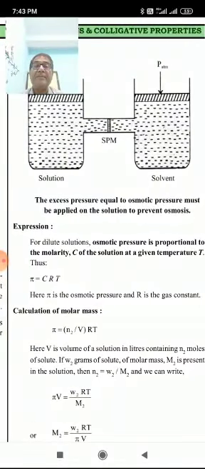In this diagram, you see solvent particles flow through the semi-permeable membrane into the solution. Both solvent and solution exert atmospheric pressure. Now, the extra pressure we apply toward the solution side just to prevent the osmosis is called osmotic pressure.